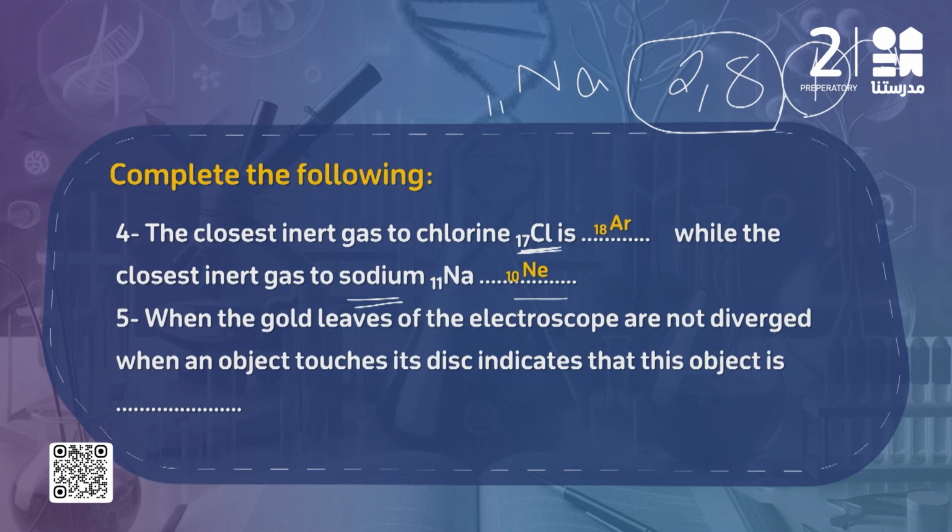تمام؟ يبقى أنا على أساس بشوف الاليمنتس هتعمل لوز ولا جين لكام فالنس الكترون وتوصل بيها الأقرب electronic configuration للnearest inert gas. Question number 5 بيقول لنا when the gold leaves of the electroscope are not diverged when the object touches its disk indicates that this object is not charged أصلا.